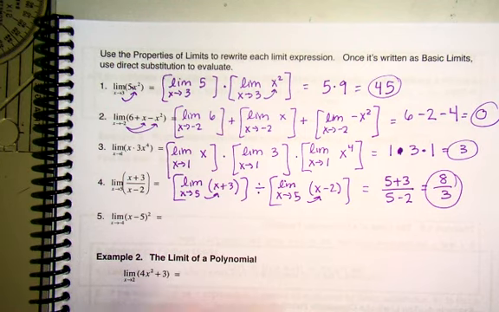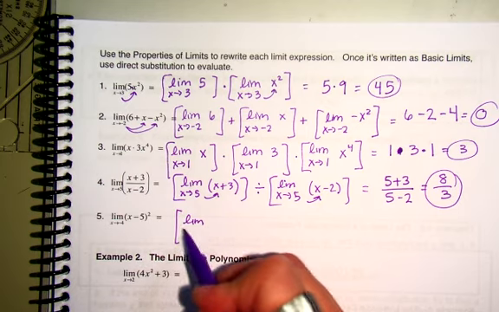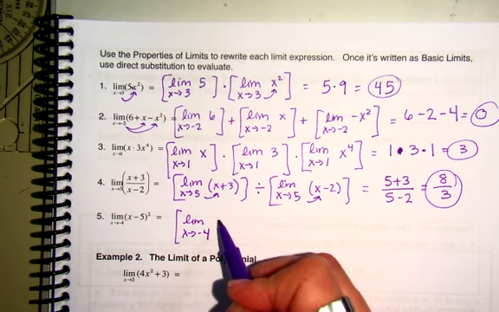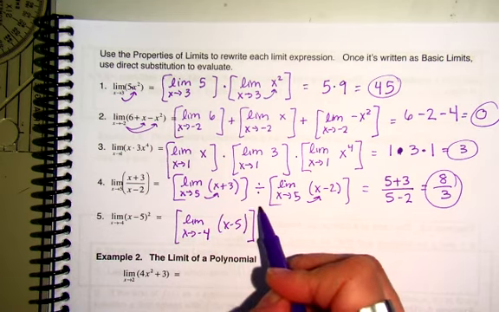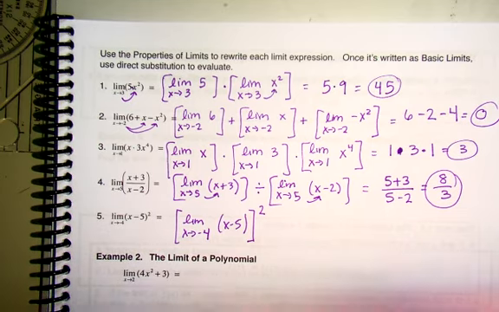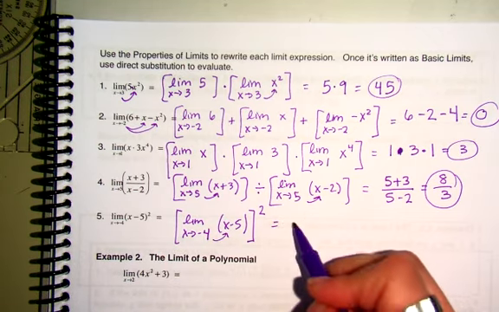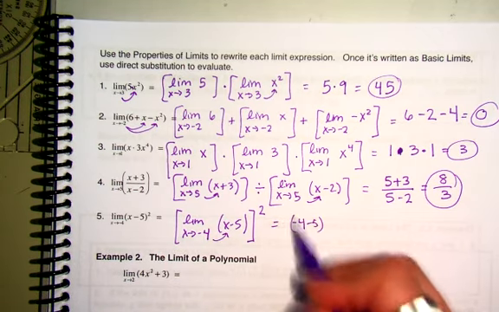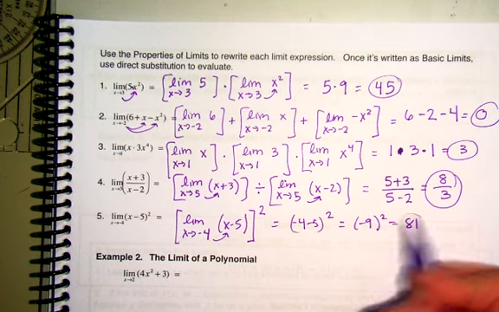So again, splitting this guy up, I'd have the limit as x approaches -4 of x minus 5, and then take that whole limit and square it. And again, you could split this up one more into subtraction, okay? But again, saving some time, let's just plug in. So I'll have -4 minus 5, that whole thing squared, and my limit is 81.